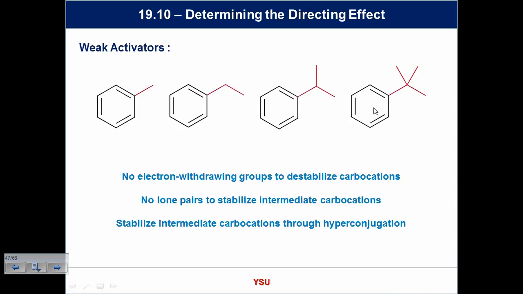Okay, so I have some moderate activators there. I have some weak activators here. Why are these weak activators? What do they lack that would make them a stronger activator? A lone pair. That's it. Lone pairs. No lone pair, you can't push a lone pair in. But they are activators because they all do push electron density in through the single bonds. Makes sense. And so far, these are all ortho-para directors.